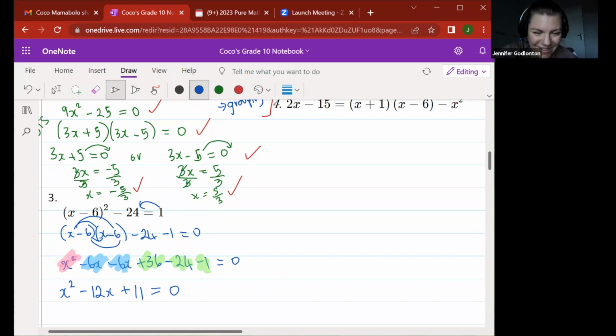Okay. What we've done now is we have our normal trinomial. We have it in standard form. So all we did over here was we multiplied everything out. So the 36 came from saying negative 6 times negative 6 in my FOIL. That's where that 36 came from.